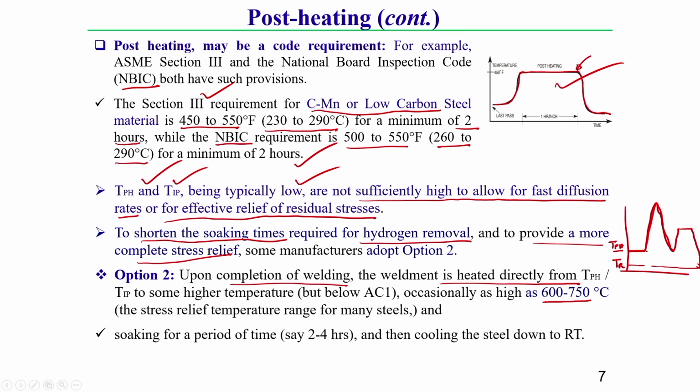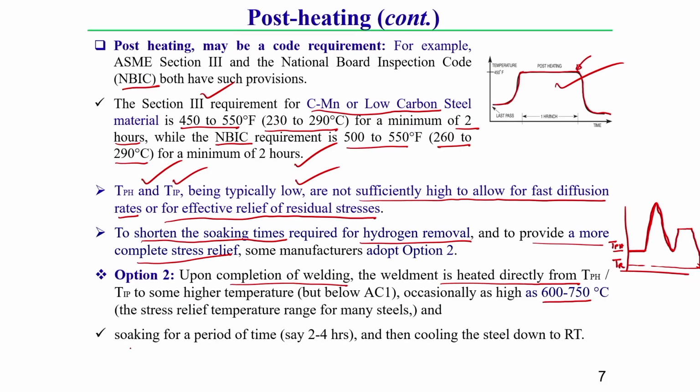So, whatever hydrogen is generally entrapped inside the heat affected zone or weld zone escapes rapidly. And another thing you should keep in mind, here the soaking period of time is around 2 to 4 hours. After that we cool the steel down to room temperature. This is option 2.